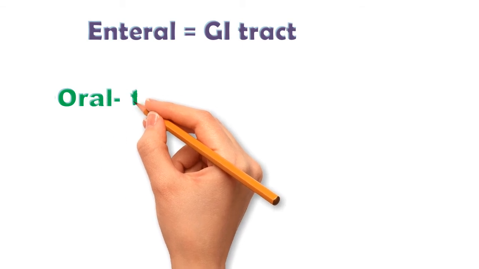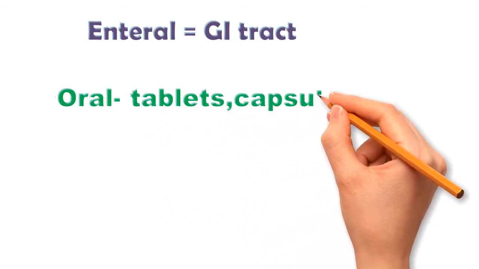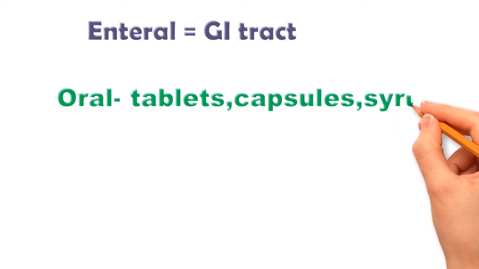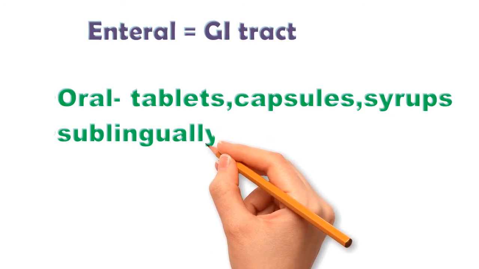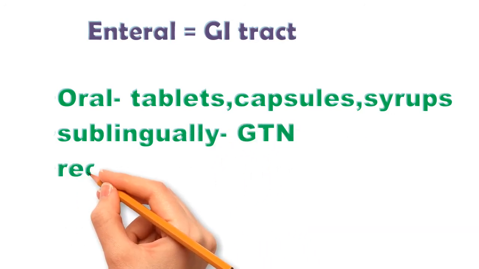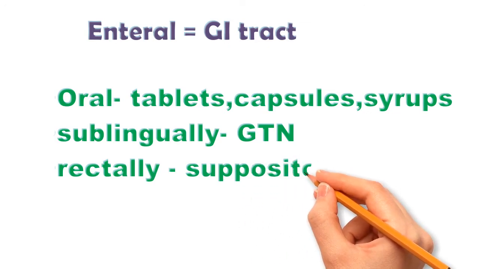We can administer drugs orally. We take tablets, capsules and syrup by our mouth. Also, we can take drugs sublingually. GTN, glyceryl trinitrate, which is used to treat angina, is kept under the tongue. Also, we can administer drugs through the rectum. Rectally administered drugs come as suppositories.